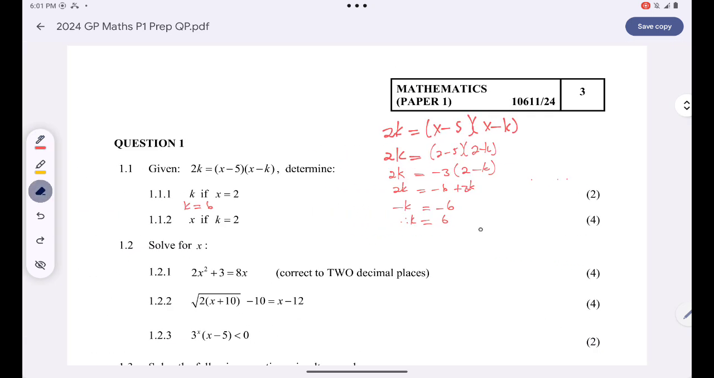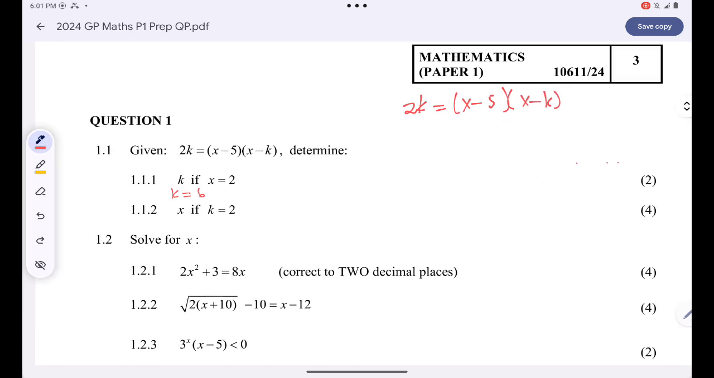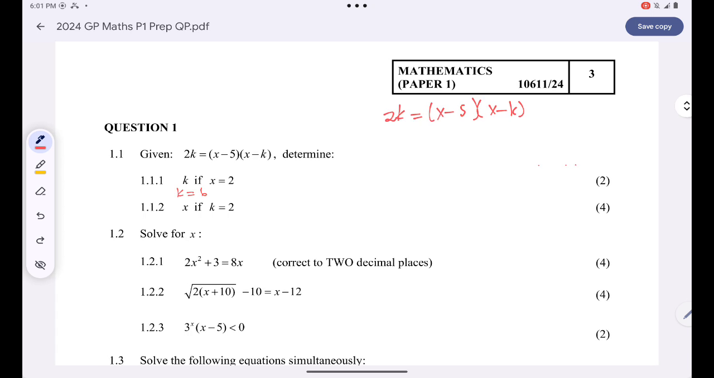Okay. And then now I'm being told to determine the values of x if k is equal to 2. Now I know that k is equal to 2. All I have to do is to solve for x if k is equal to 2.